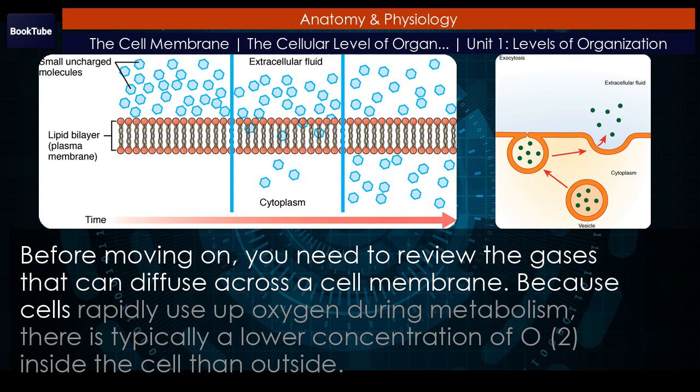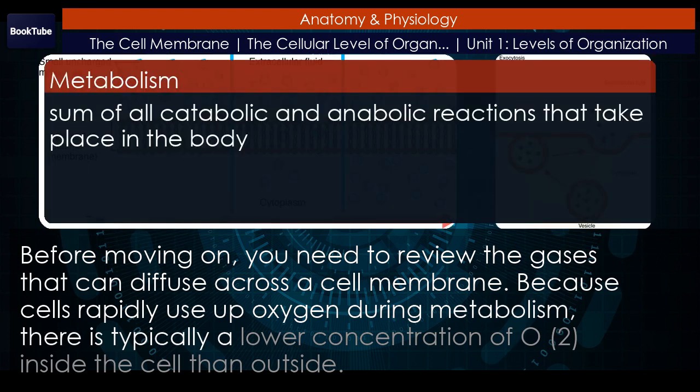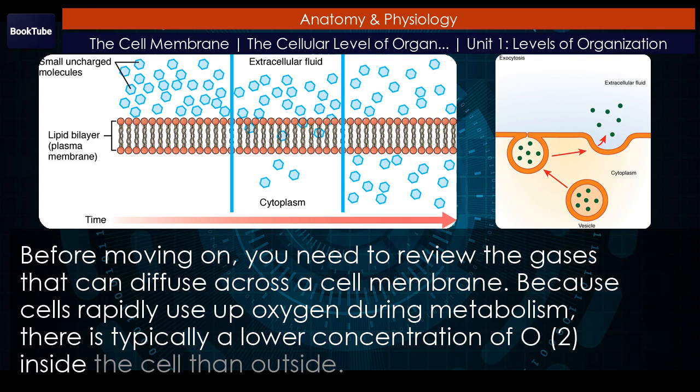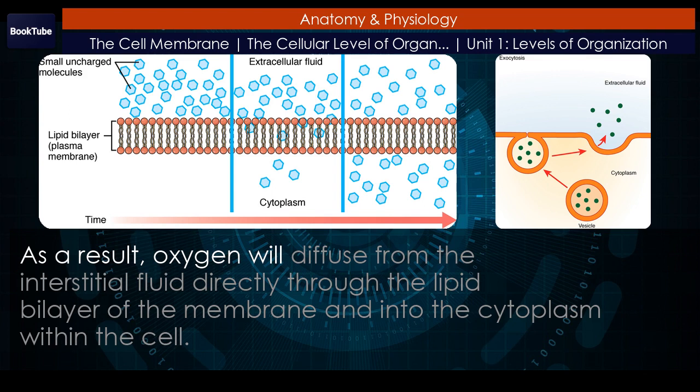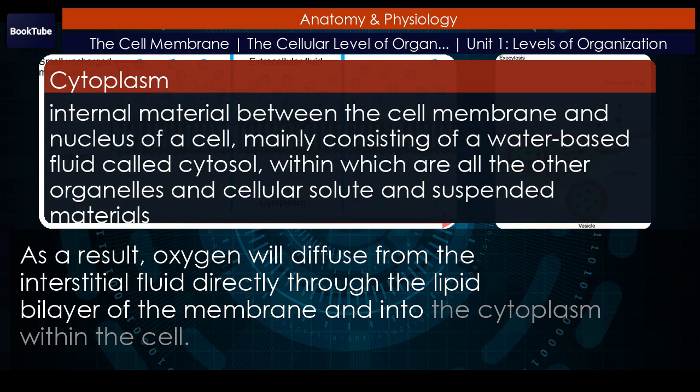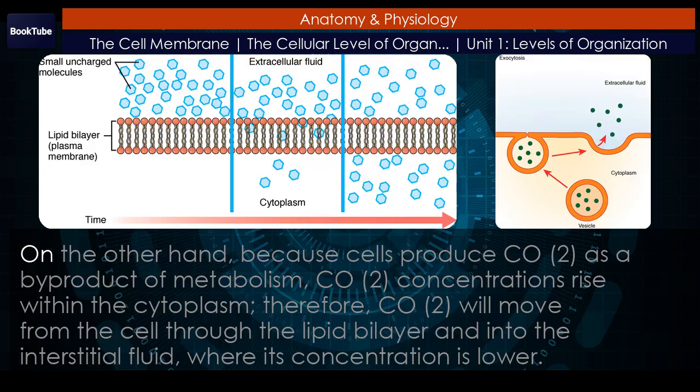Before moving on, you need to review the gases that can diffuse across a cell membrane. Because cells rapidly use up oxygen during metabolism, there is typically a lower concentration of O2 inside the cell than outside. As a result, oxygen will diffuse from the interstitial fluid directly through the lipid bilayer of the membrane and into the cytoplasm within the cell. On the other hand, because cells produce CO2 as a byproduct of metabolism, CO2 concentrations rise within the cytoplasm.